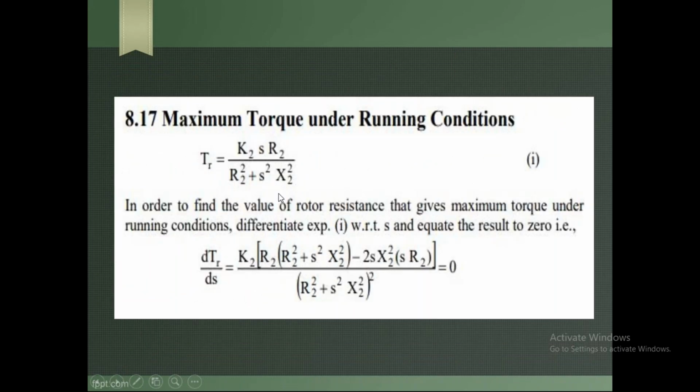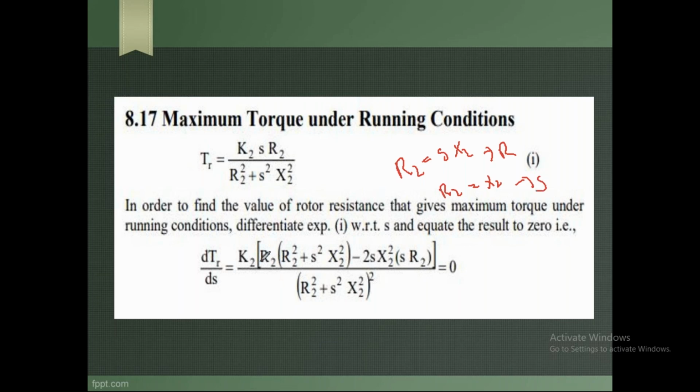Right. So this is the way we are going to make that maximum torque under running condition. Now, in order to find the value of rotor resistance, if you simplify this equation, you will get R2 equals SX2. So this is the maximum condition at running condition. At starting condition, R2 equals X2.